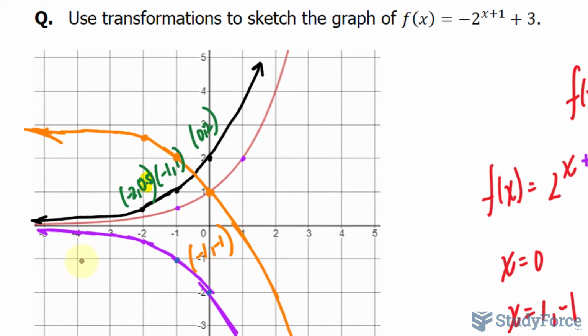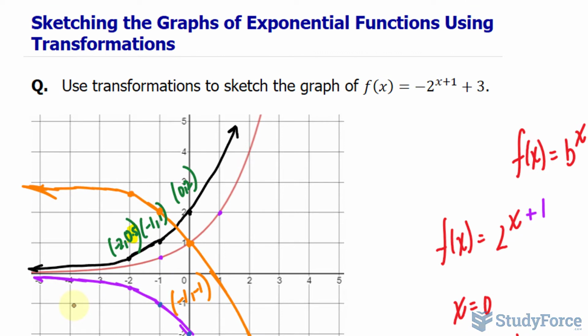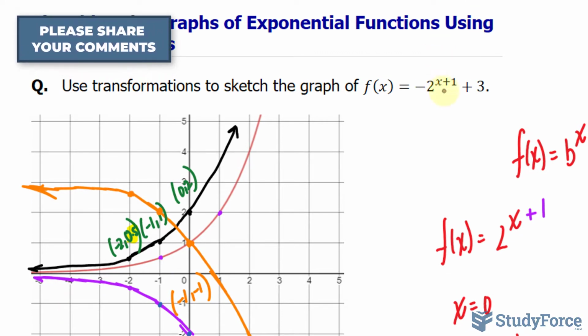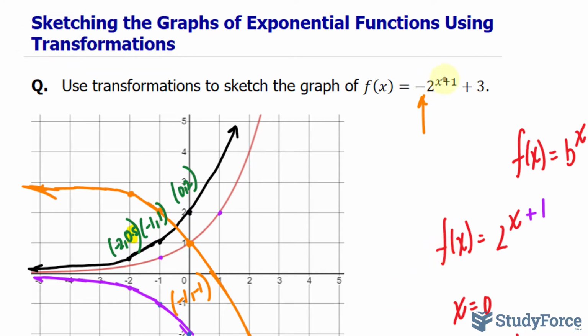So there you have it. That is how to sketch the graphs of exponential functions using transformations. Make sure that you start with the exponents, then the negative if one exists at the very front, and the number that is being added or subtracted to it at the very end.